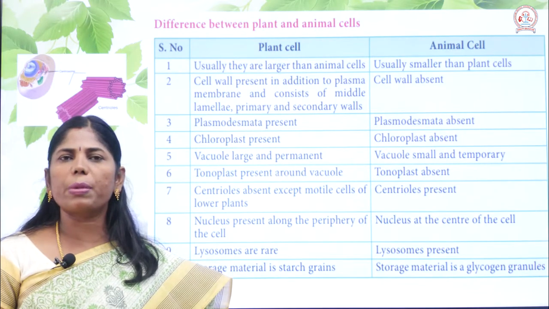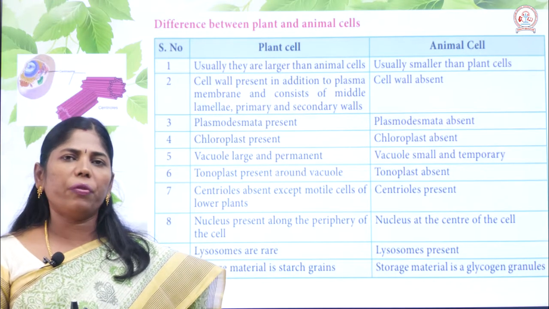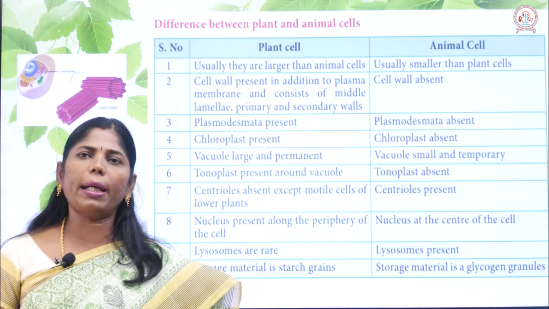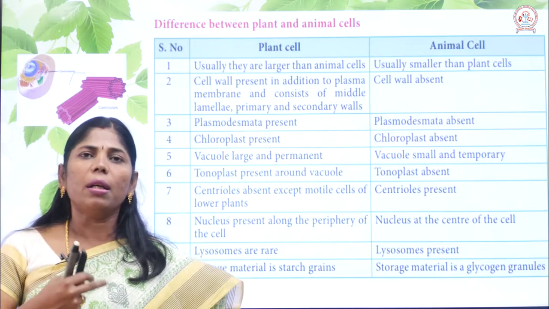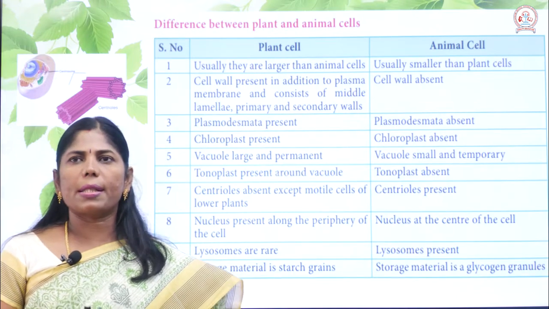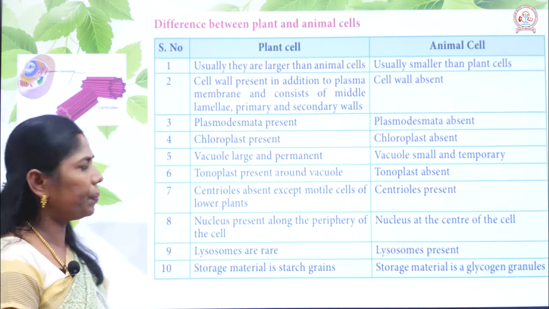Okay, what are the differences between the plant cell and animal cell? It's very easy to write. If you write any 5 points, you can get the 5 marks. Better, you write all the points. If any point is not considered, they will give the marks for another point. Okay? So this is a very important 5 mark question.